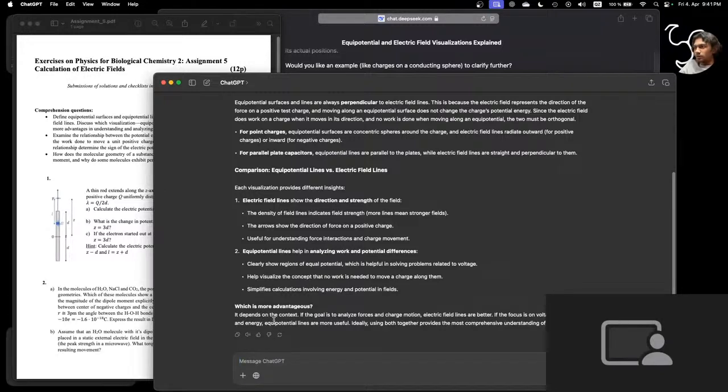So it depends on the context. If the goal is to analyze forces and charge motion, electric field lines are better. If the focus is on voltage difference and energy, equipotential lines are more useful. Ideally, using both together provides the most comprehensive understanding of electric fields.